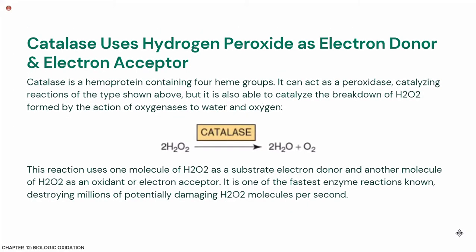So the catalase works this way. It acts directly on hydrogen peroxide without any helper and converts it into two molecules of water, releasing oxygen.